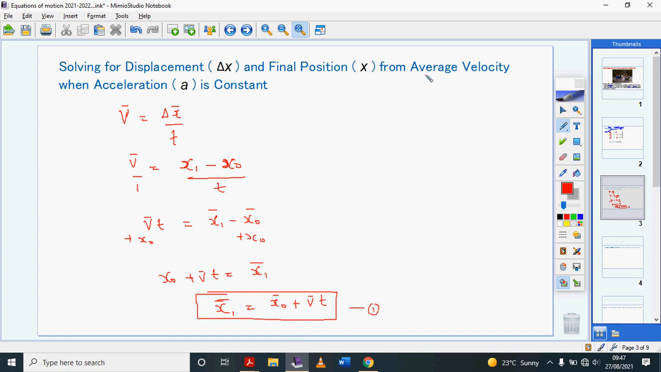Just to note, this velocity that we're using here is the object's average velocity. If I want to know what the object's average velocity is, it is simply the initial velocity plus final velocity divided by 2. That is simply what average velocity is. This is also another important equation, so we can call that our second equation of motion, average velocity.